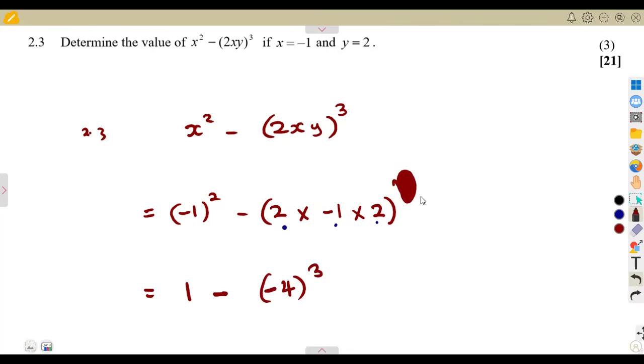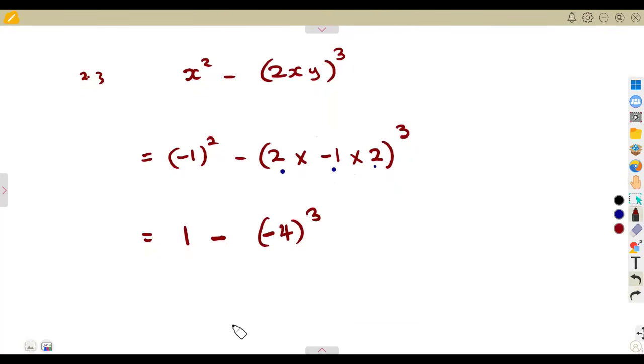There's still an exponent, and this exponent is not affecting anything but the minus 4, only minus 4. So on your calculator, minus 4 to the exponent of 3 is going to be minus 64. So we now have a negative of a negative, which will be a positive. So 1 plus 64 is going to be 65.